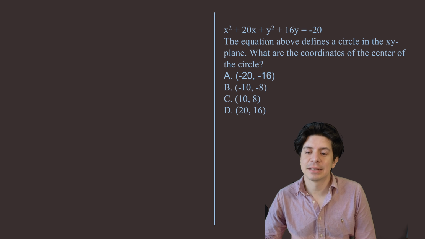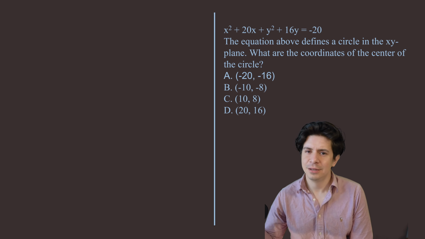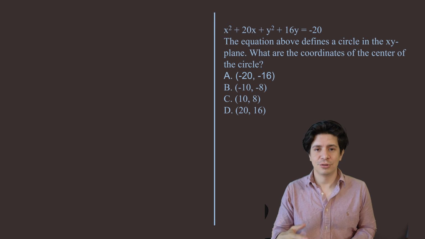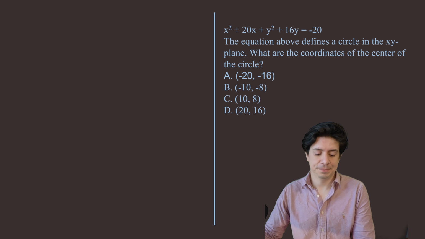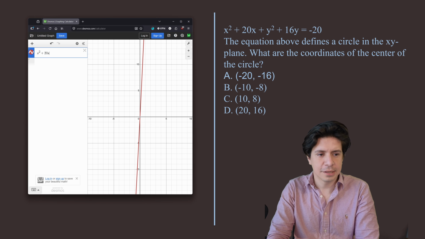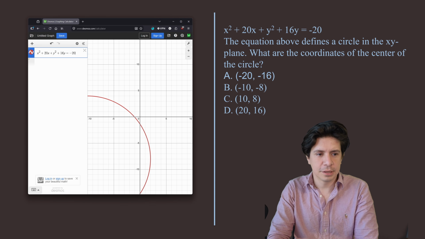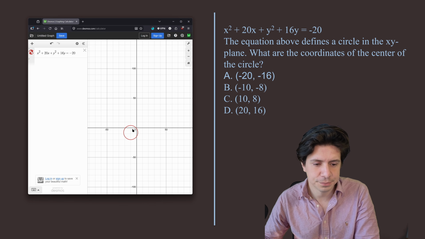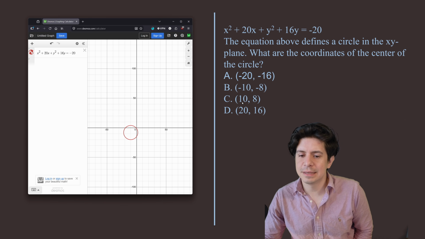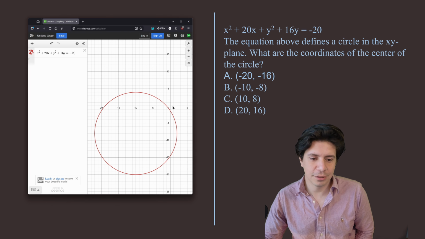All right, so we have x squared plus 20x plus y squared plus 16y equals negative 20. The equation above defines a circle in the xy plane. What are the coordinates of the center of the circle? You could do completing the square. I'm not going to do that. All you need to do is use Desmos, so let's do that. All you do is type x squared plus 20x plus y squared plus 16y equals negative 20. You get a circle. The nice thing is that these points are all given to you as values. If it was a fill in the blank one, it might not work.